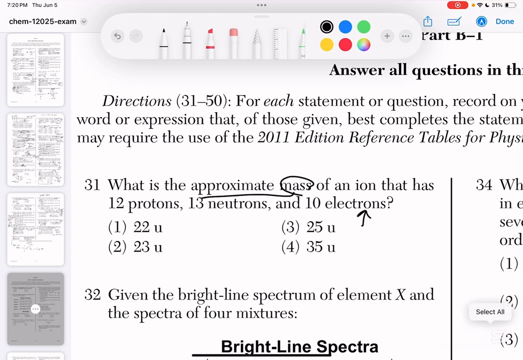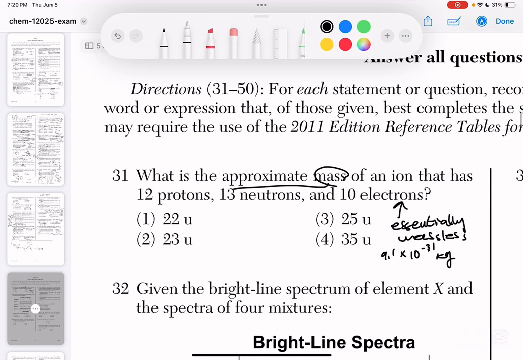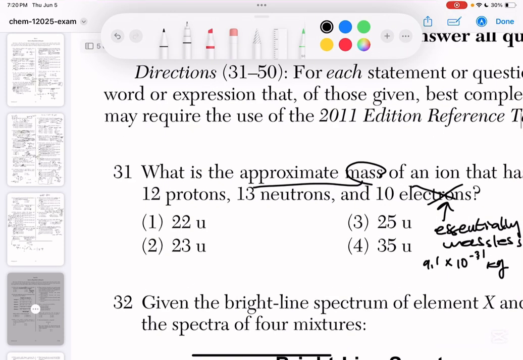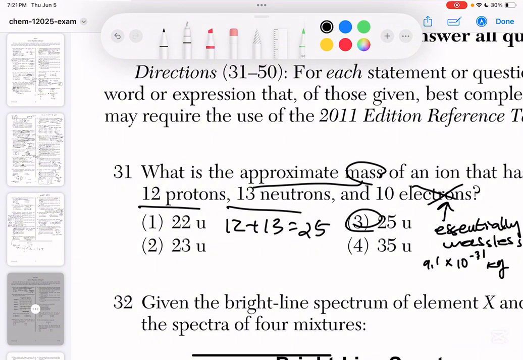What is the approximate mass? So electrons are essentially massless, as far as we're concerned. I think the mass is like 9.1 times 10 to the negative 31 kilograms or something. So we can pretty much ignore this and pretend that it's not here. So we just add these two together and we would get 25.